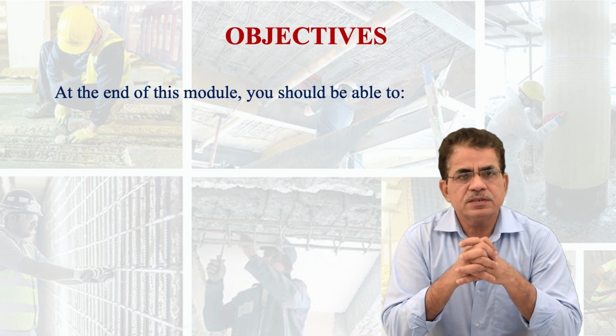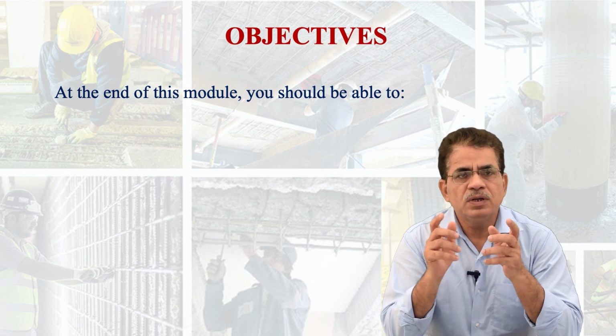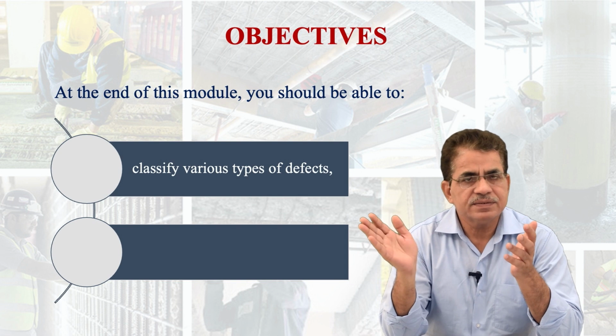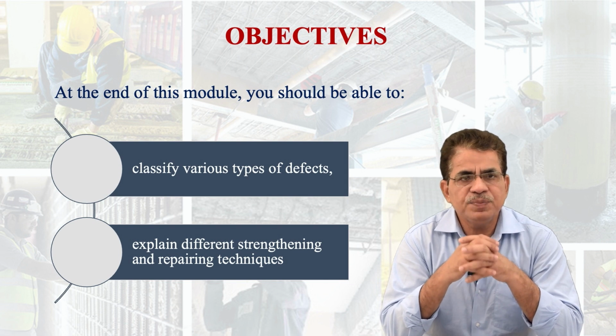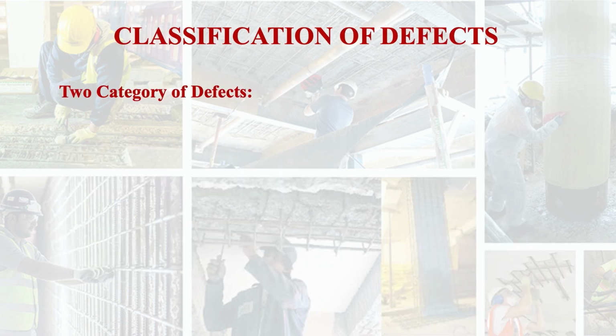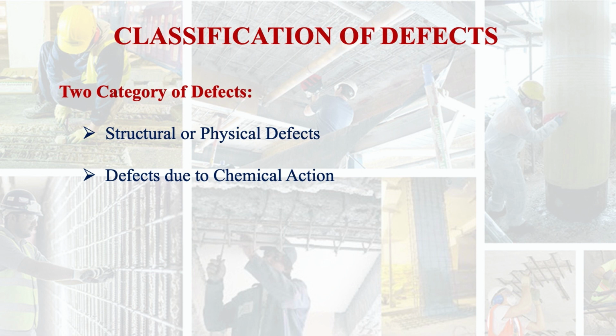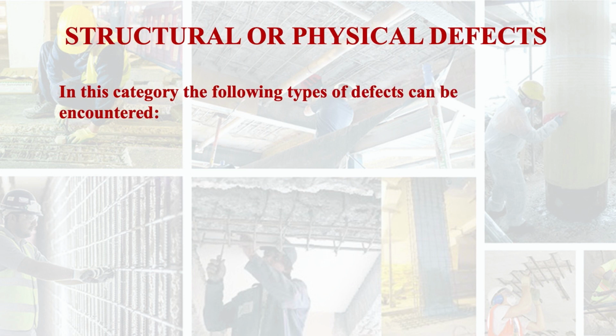The objectives of this module are that at the end of this module you should be able to classify various types of defects, and also explain different strengthening and repairing techniques. Now let us begin with classification of defects. Defects can be classified broadly into two categories. First, structural or physical defects, and second, defects due to chemical action. So let us first begin with structural or physical defects.